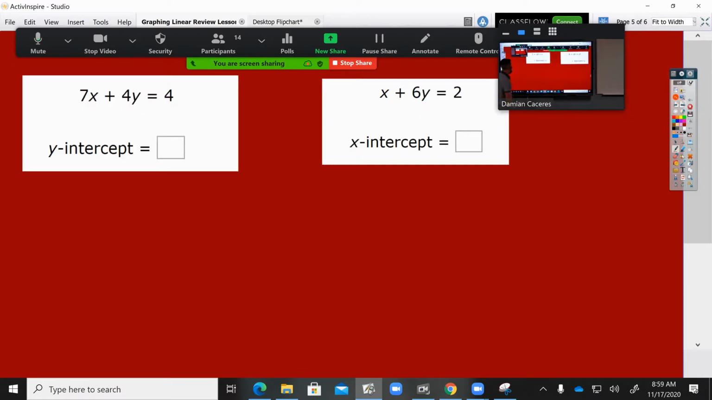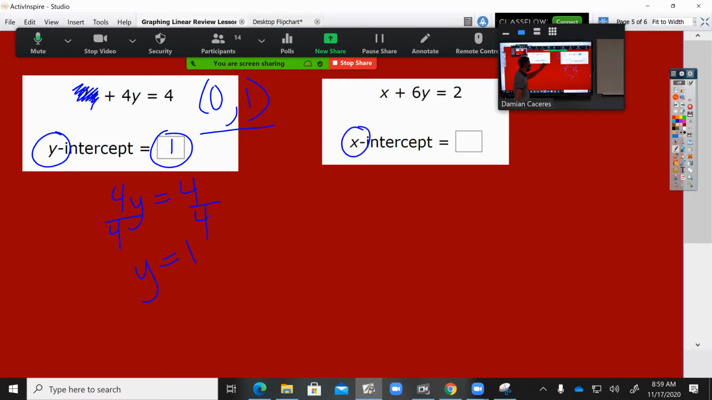And the last page is just reviewing the x and y-intercept one that we did. So here it's asking for the y-intercept. So what letter are we going to erase? The x. So we have 4y equals 4. Divide both sides by the coefficient, and we get y equals 1. 0, 1. Those are the coordinates to this y-intercept.